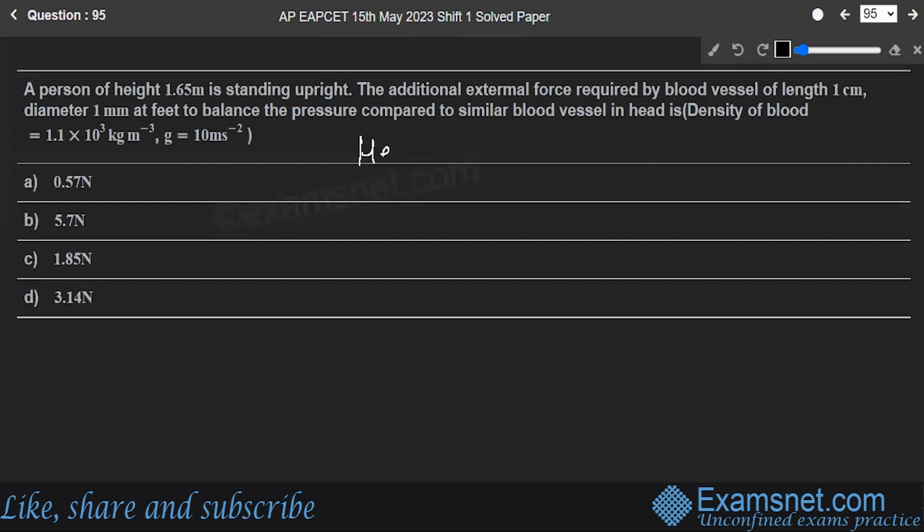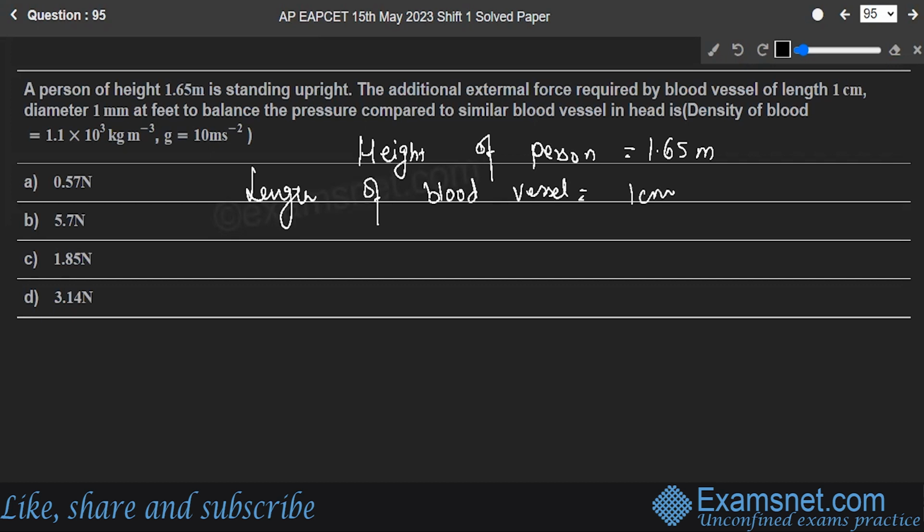Fine. You're given the height of the person is 1.65 meters, and the length of the blood vessel is 1 centimeter. Here this is in meters, so let's convert. This will be equal to 0.01 meters. The radius of the blood vessel, this is given to you as 1 mm.